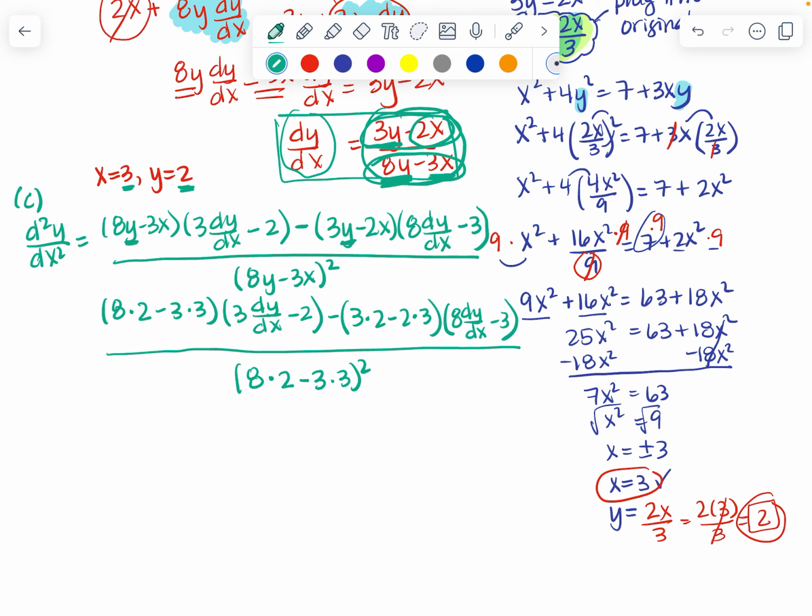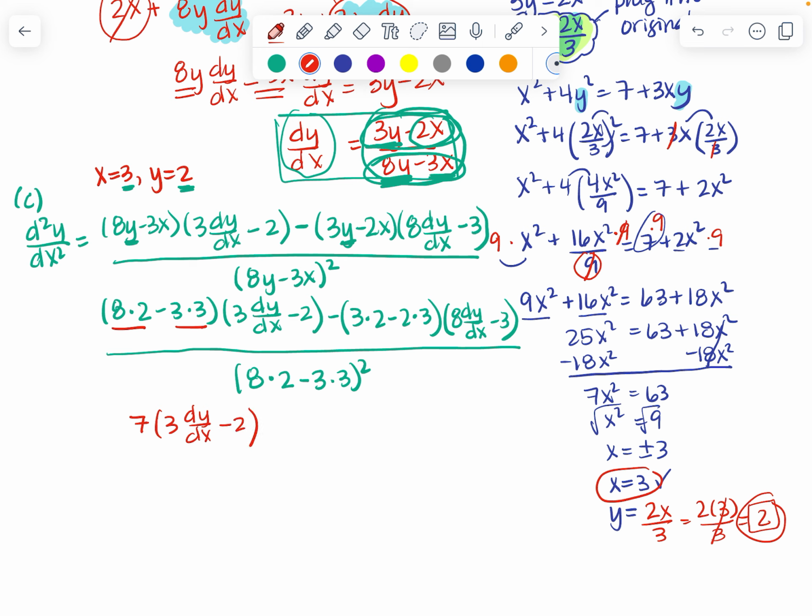Now, you guys, believe it or not, this is the part where people really mess up. It's because you're nervous, you're going really fast, you're making careless mistakes, so really slow down on that part. Okay, now what have we got? I've got 8 times 2 is 16, 3 times 3 is 9. 16 minus 9 is 7. And then I still have this 3 dy dx minus 2.